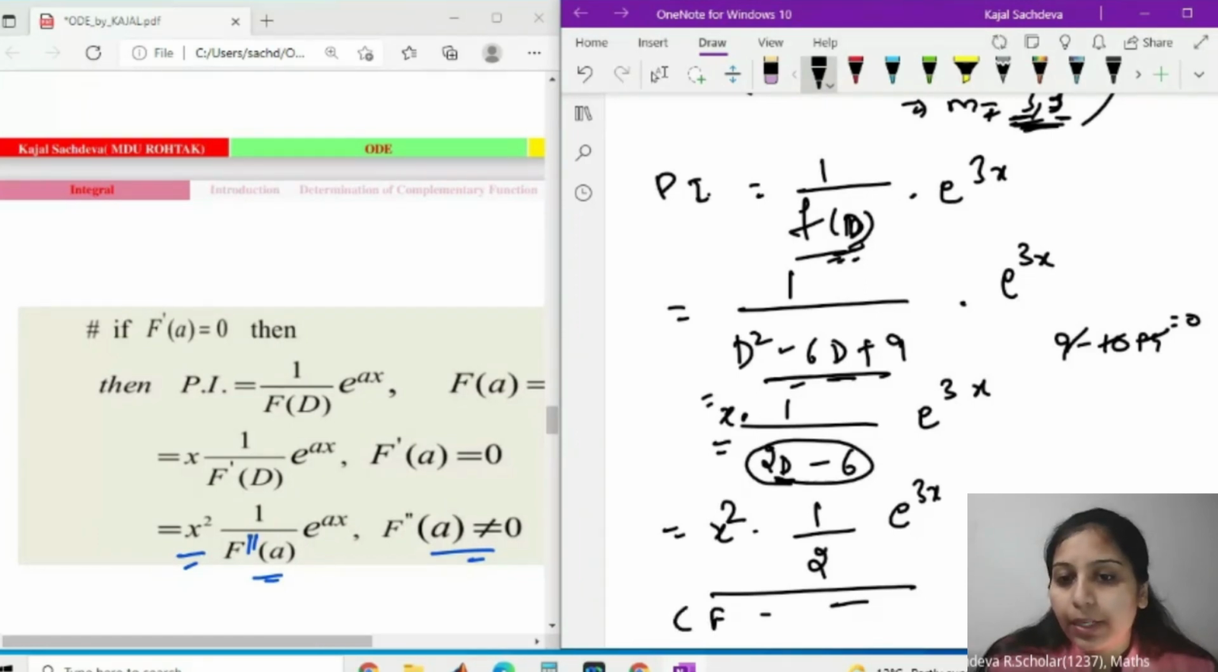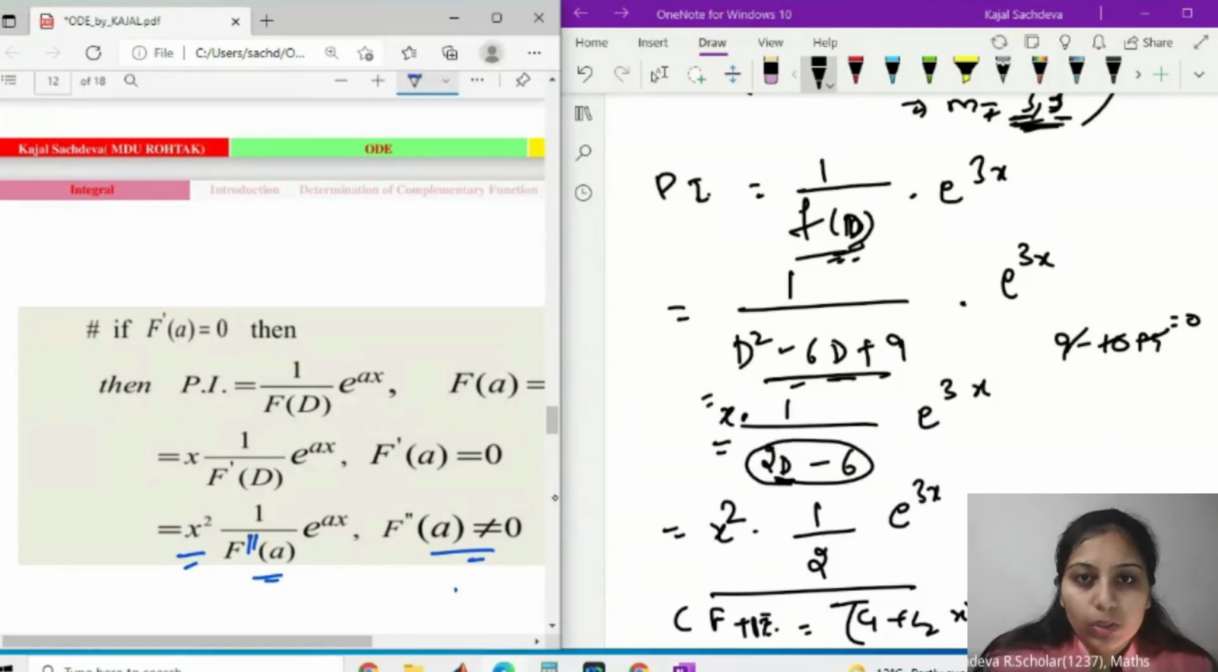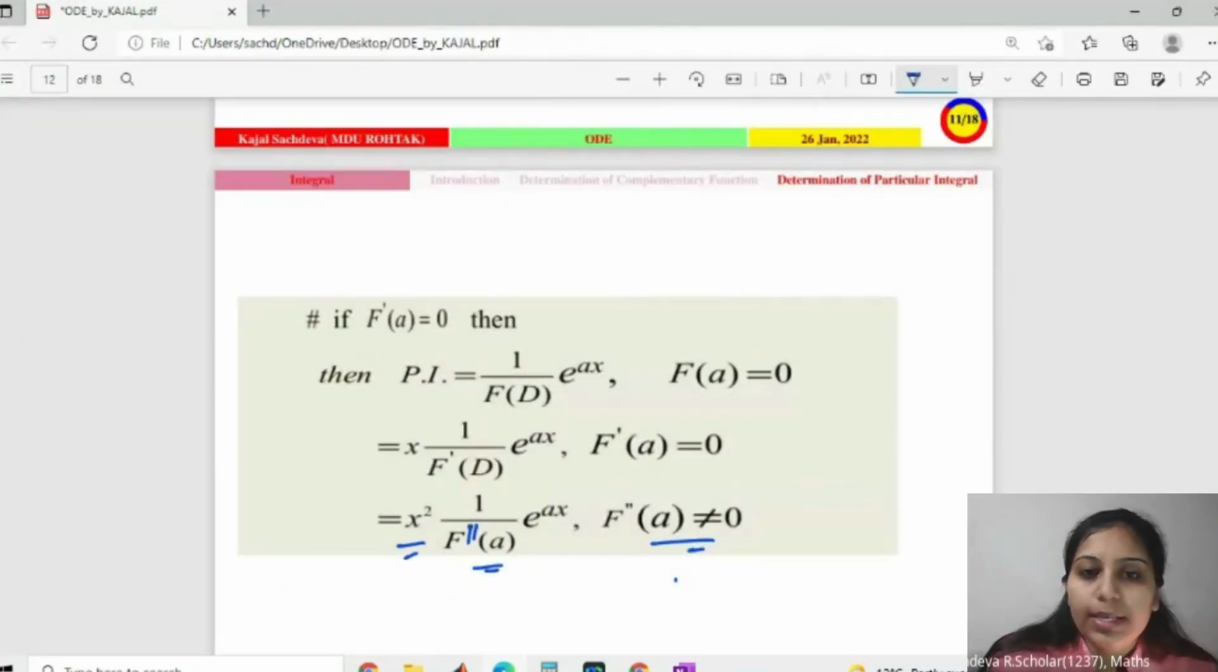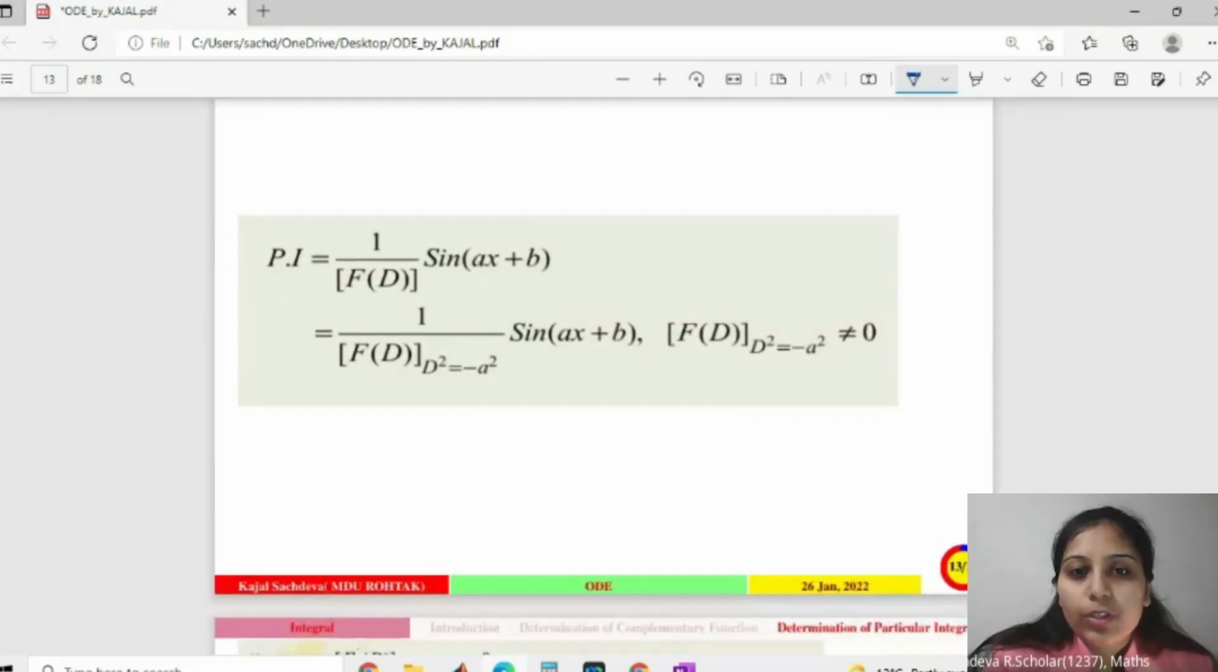So CF will be written as C1 plus C2x into e raised to power 3x, and plus when we do PI, then plus x square by 2 e raised to power 3x. This is our complete solution in this case. So moving further, this is the case when we have taken e raised to power ax type equation.